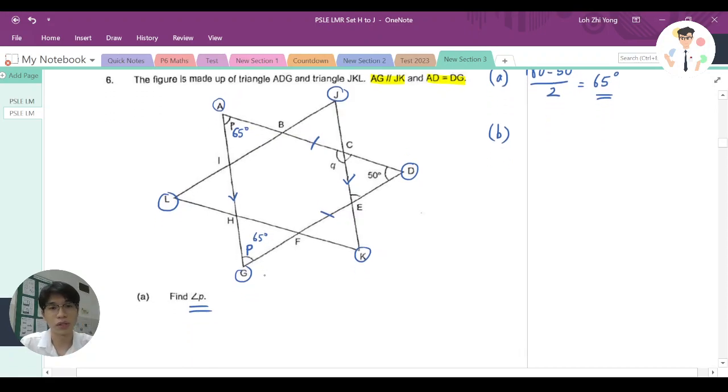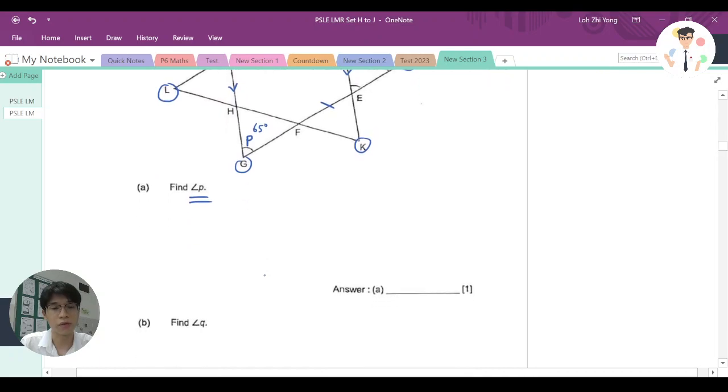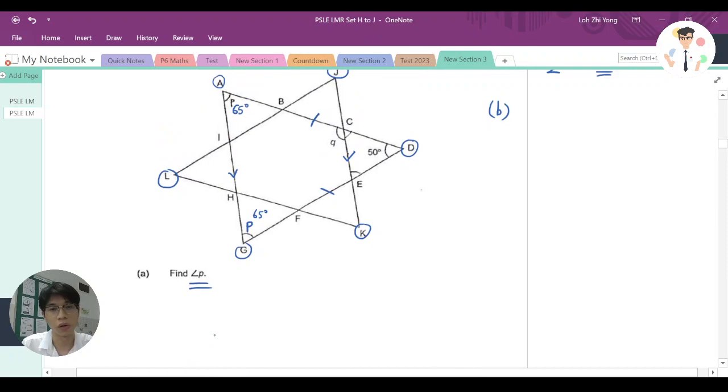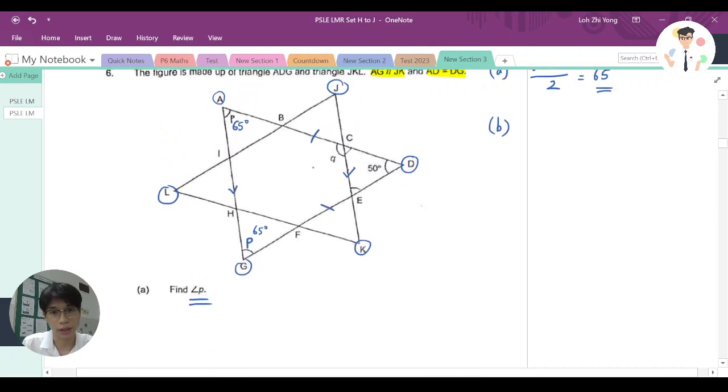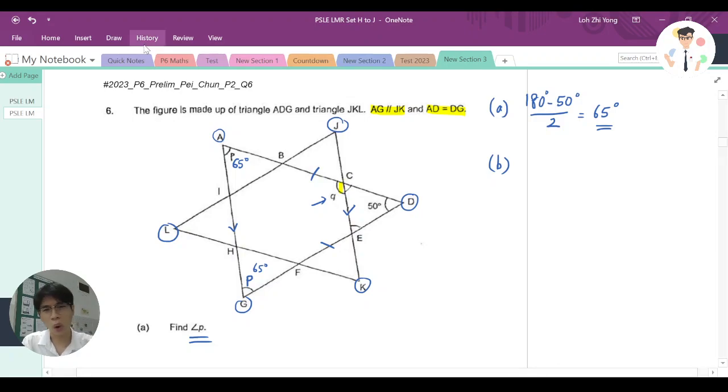Now let's move on to the next part of the question. Find angle Q. Where is angle Q? Here. Again, let me just put a highlight here to make it more clear. Now, I want to find angle Q. And of course, it looks quite interesting. It looks quite confusing. Like, hey, if I want to find here, do I need to look for here, here, here, or here?